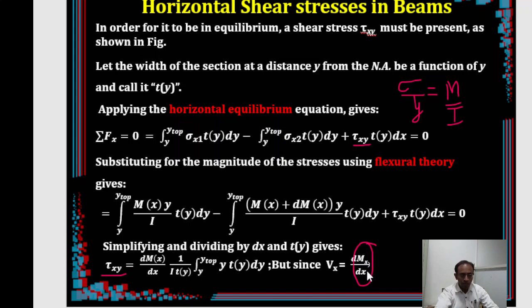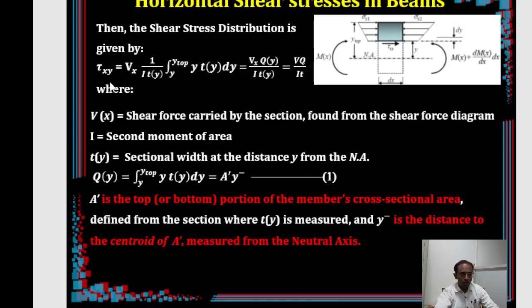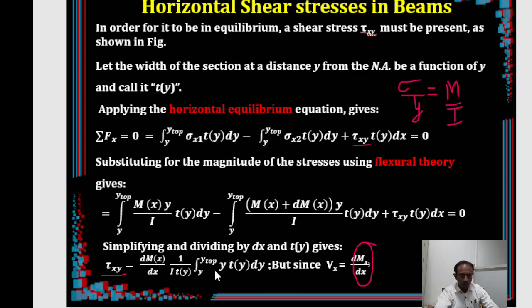Rate of change of bending moment is equal to the shear force at that particular section. So dM/dx is equal to the shear force acting at the section x. If you further simplify, you can bring the constant terms out and keep the rest inside.